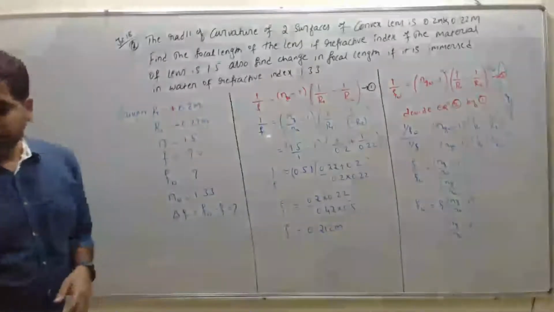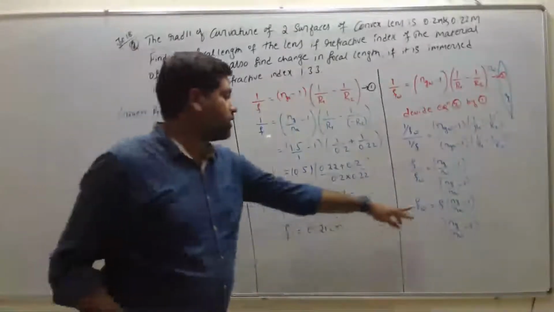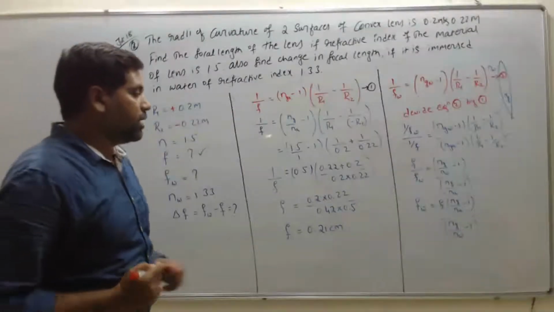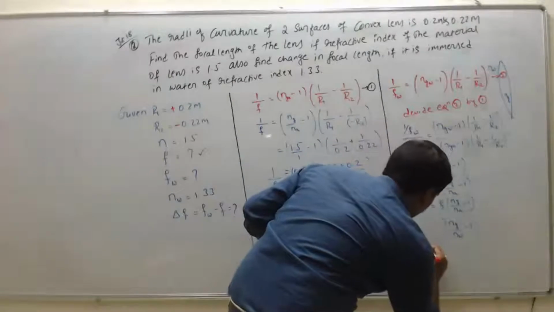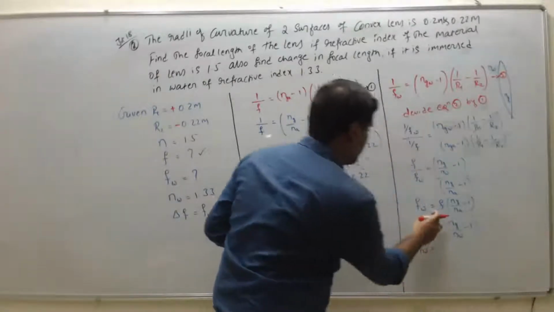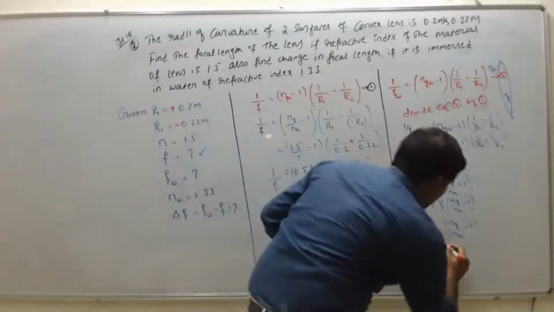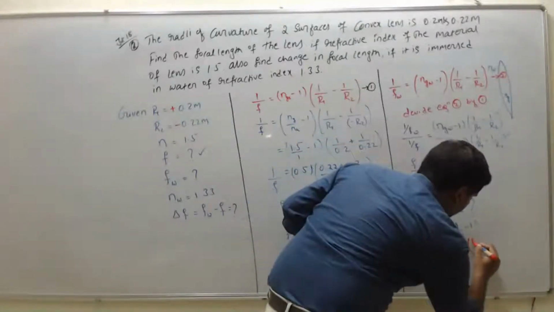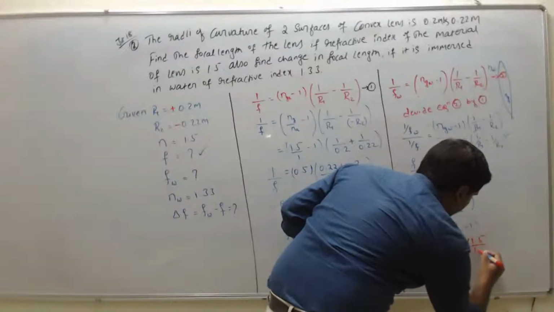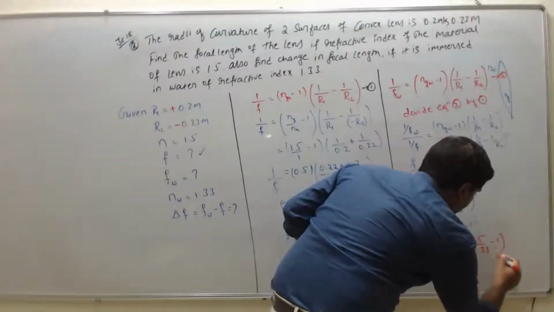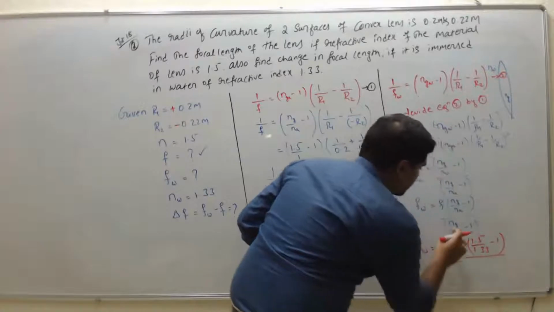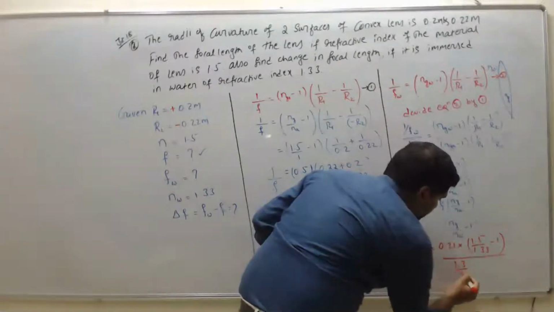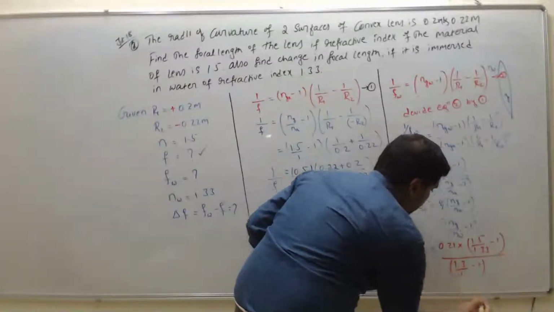Now we substitute the values. We know the refractive index and also the focal length of the convex lens in air medium. Then if we substitute the values, Fw is equal to, here the focal length we get is 0.21 into the refractive index of glass, 1.5, divided by 1.33 minus 1, whole divided by the refractive index of glass, 1.5 divided by 1 minus 1.